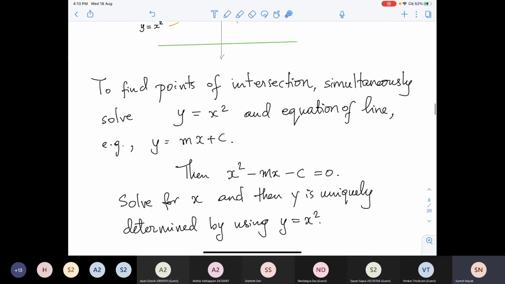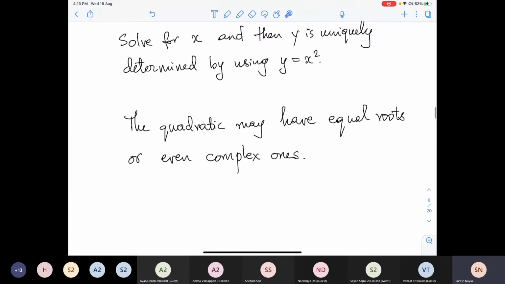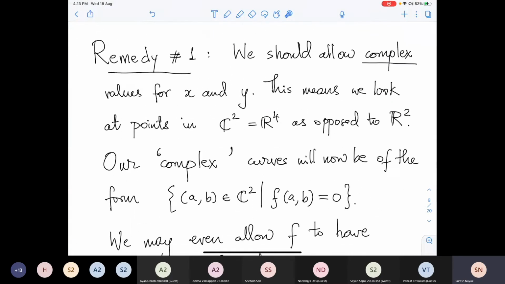And so therefore, if we want to come back to this earlier result about getting a better statement about the number of intersection points, what this is suggesting is that we should expand our domain, or rather the environment in which we are working. And instead of looking at real numbers, we should perhaps start working with complex numbers. And so that is our first remedy for getting a better theorem. We should allow complex values for x and y.